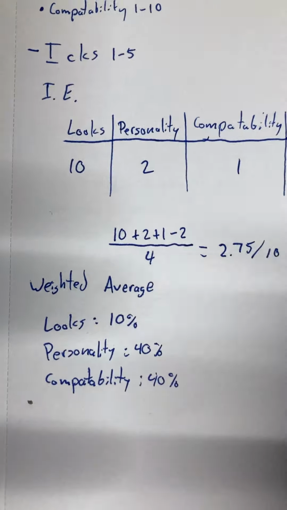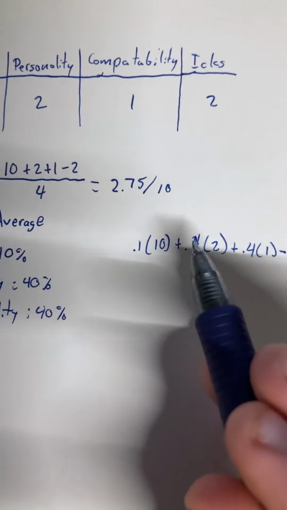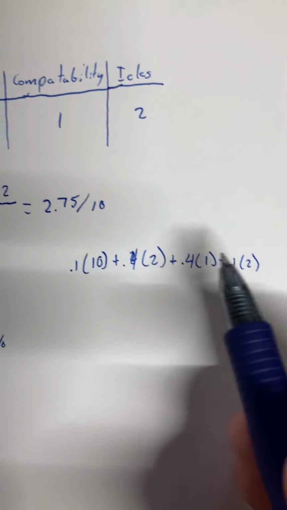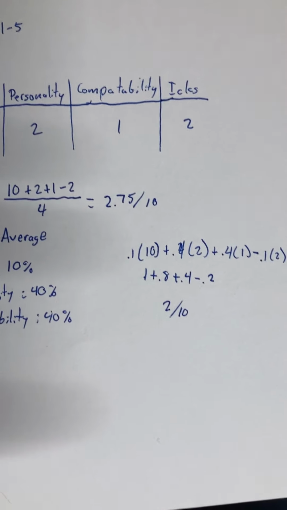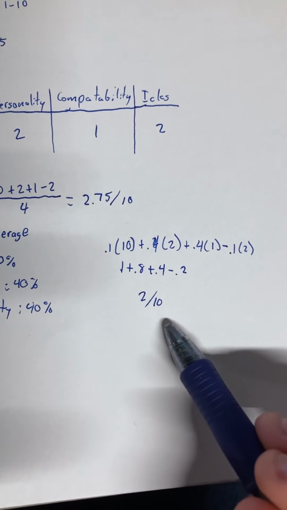Using those same numbers, we can multiply them by the percent. That's what that 0.1 is in this case, 10%, times the number that we already chose. So coming back down here, we then can set up this whole equation, which then bumps the superstar down from a 2.75 down to a 2.10.